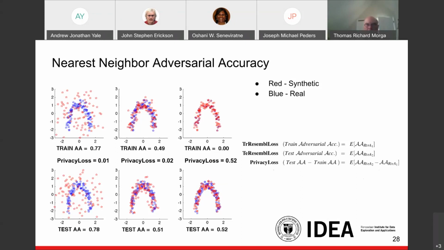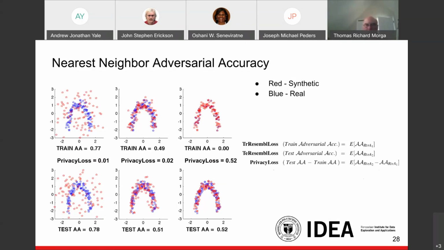In this next well-fit model, we see that the data looks like the real data, but it's not exactly like the real data. We're getting a 0.49 here, a 0.51 here, and a low privacy loss. So again, that's the model we want, with a good level of resemblance near 0.5 for both, as well as low privacy loss.